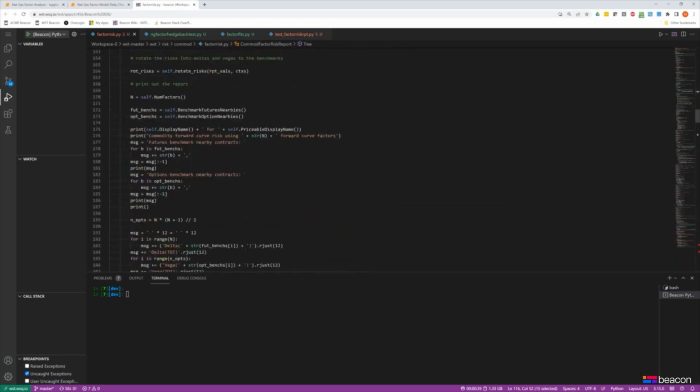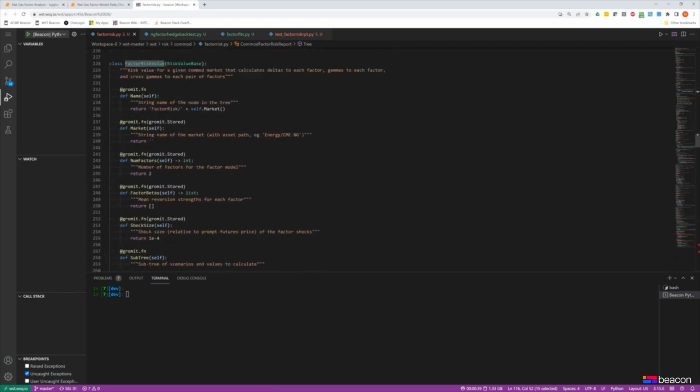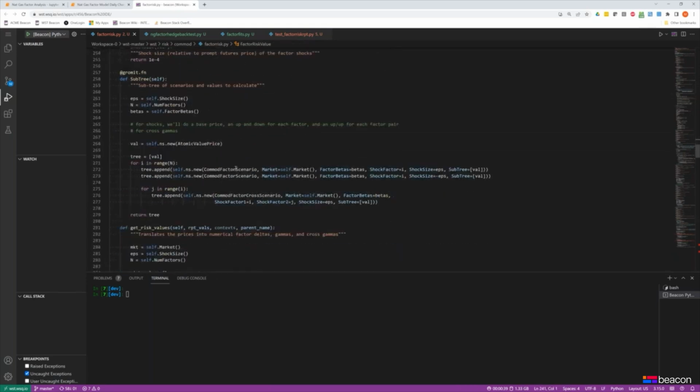The factor risk value is something that has its own little tree of values, where for each of my factors, I'm going to shock the forward curve up and down by the factor, so I can calculate delta and gamma to the factor. And then it'll have a scenario where I shock 2 factors at the same time, so I can calculate my cross gammas.